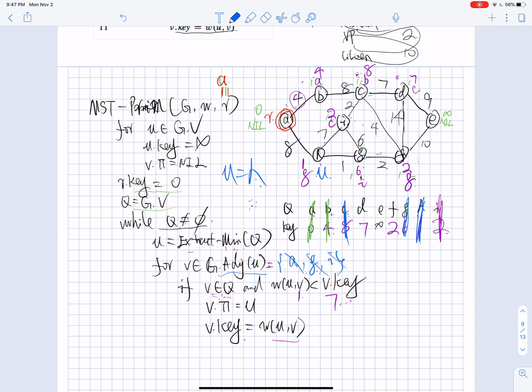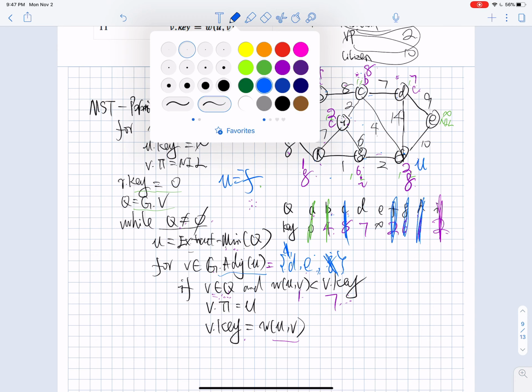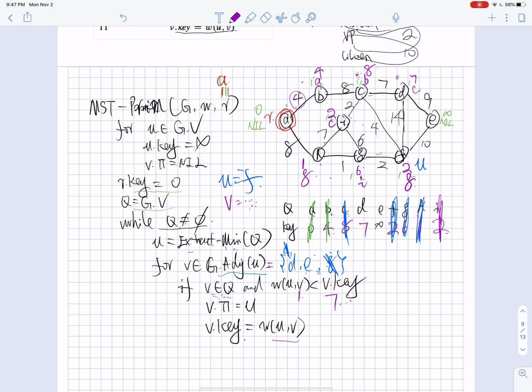Then we finish this iteration of the while loop, and we check if the queue is empty or not. It's not empty, so we call the extract-min function and extract f. So we have u equal to f. I'm going to put a u sign right over here, and the neighbors of f include c, d, e, g. Among them, c is out of the queue, g is out of the queue, so only d and e are inside the queue. In the first one, we have v equal to d.